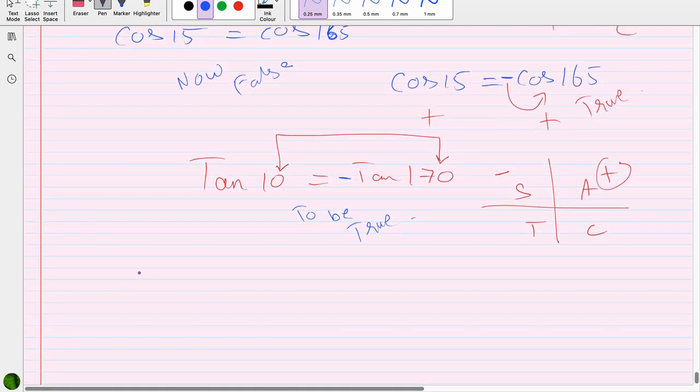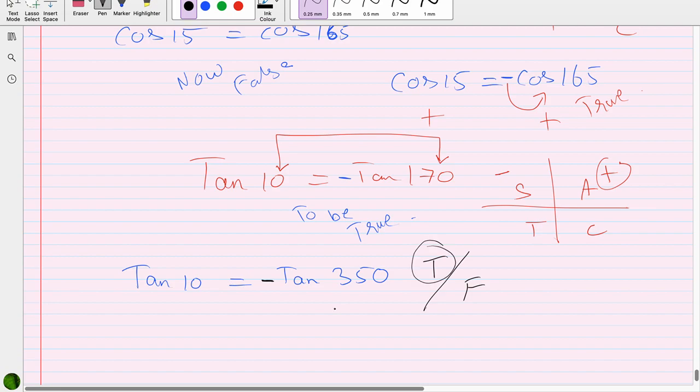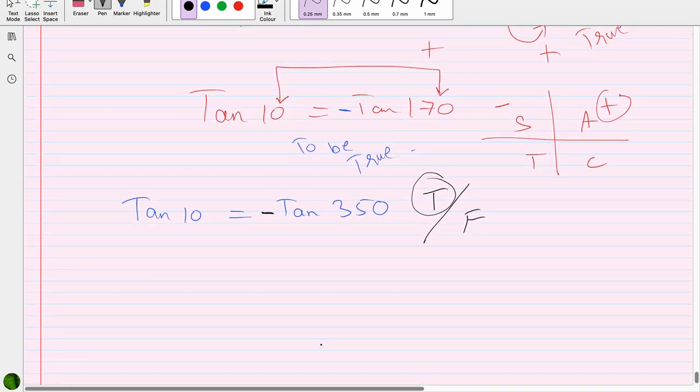One more. Tan of 10 is equal to tan of 350 with a negative sign. Is it true or false? That's true, because both of them have the same basic angle, first thing, and because of this negative sign it turns out to be positive again.